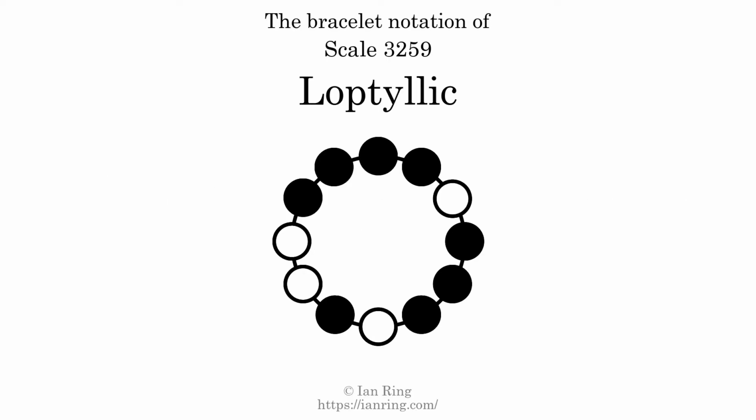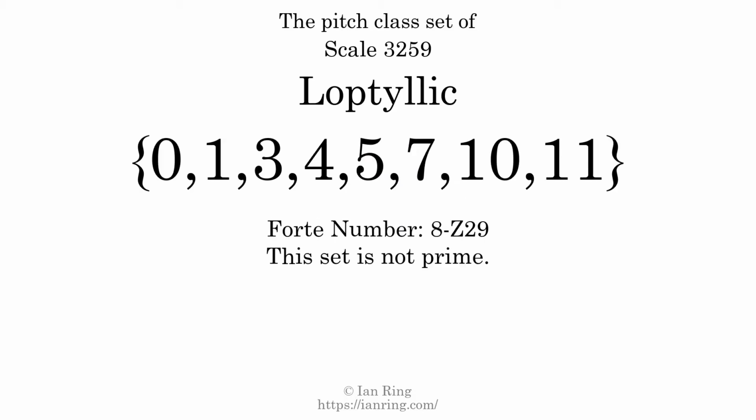This is a bracelet notation diagram of scale 3259. The shaded circles represent tones that appear in the scale, and they are read clockwise, starting at the top. The pitch class set for this scale is 0, 1, 3, 4, 5, 7, 10, 11. The Forte class is 8-Z29. This set is not prime.